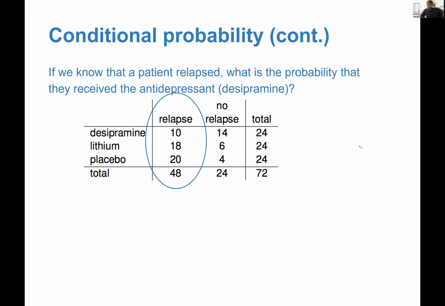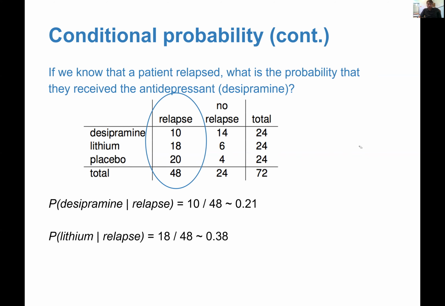Now, if we know that a patient relapsed, what is the probability that they received the antidepressant? So if they relapsed, the probability they took the antidepressant is 21%. The probability they took lithium, if they relapsed, is 18 out of 48, because we're dividing by the total for that given. So the given is relapse, we're dividing by that total. So 0.38, and the probability of placebo given that they relapse is 0.42.